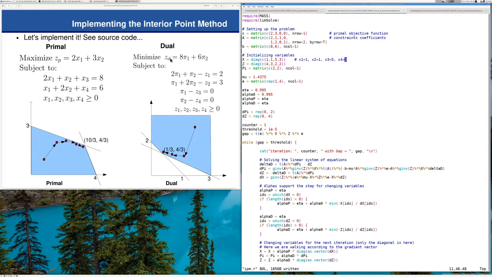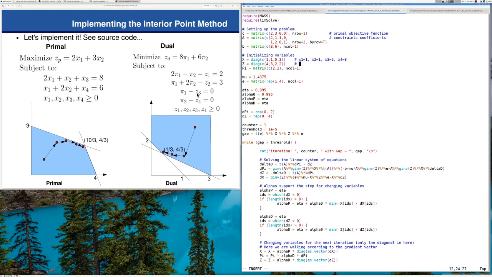Okay? And the z's are going to be defined in this diagonal matrix. You can notice I'm using diagonal matrices here. I could have used something different, like a vector, but I decided to use a matrix, because I think I need to compute the inverses of z and x, and it's easier if they are diagonal matrices. So z1, z2, z3, and z4.